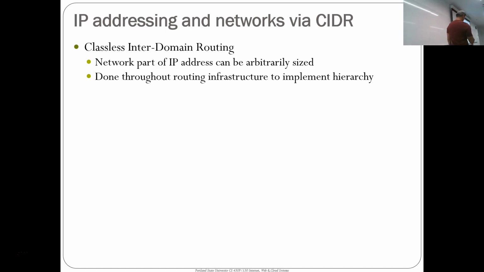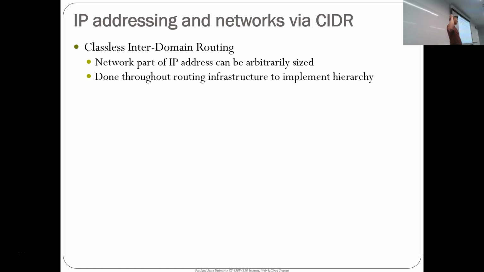Okay? And this is done throughout the routing infrastructure. At Portland State, all of our routes are like /24s or /25s. The network part is all the way towards the end. When you get up to the tier 1, you'll see that a lot of the routes are all the way to /16. They're sort of towards the middle, where they've aggregated large blocks. In fact, Portland State is a /16. So we aggregate all of our /24s and /23s into a single /16, 131.252.